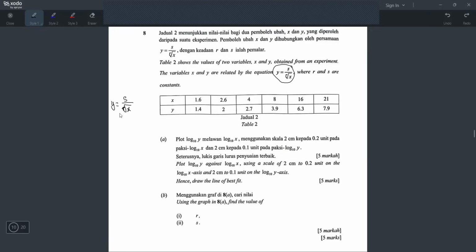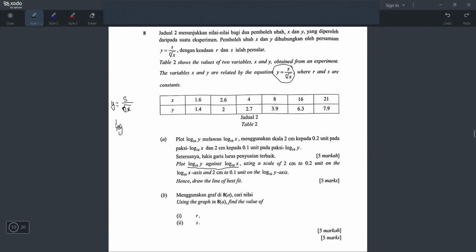But how to know whether this one is linear form? Well, if it's linear form, your equation will be same with the y-axis. What is your y-axis now? You can tiru this baris: log y against log x. So if they want you to plot this against this, it means definitely log y is the y-axis. But look at your equation now. Dia tak sama pun dengan y-axis. So you have to samakan lah. How to samakan? Tambah log both sides.